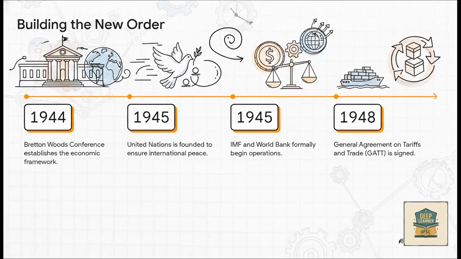Just look at this timeline. In just a handful of years, the core pillars of the system we have today were put in place. The Bretton Woods Conference in 1944 was basically the starting gun, and it created 2 economic giants, the IMF and the World Bank. A year later, the UN was created to handle the political side of things, and by '48, GATT was signed to lay down the rules for global trade.